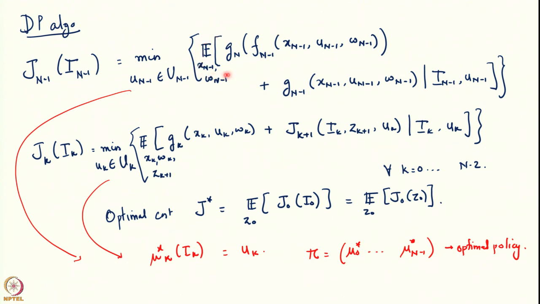Here remember there is an expectation taken over x n minus 1 and w n minus 1. So, in the usual DP equation with perfect state information, the expectation is taken only over the noise in the system, whereas here, since we only have some partial information which is ik about the system, the state also is unknown to us. So, we need to take an expectation even over that state while conditioning on ik. So, here we are conditioning on the information that we have and taking an expectation over this term.